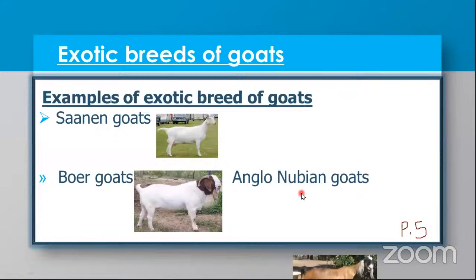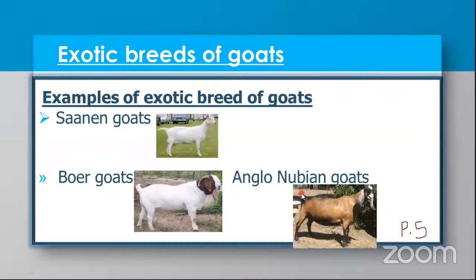Anglo-Nubian goats, when you look at them, they are white, they are red and black. So they have different colors. But what I mean here is, if you find the one which has this red color or black color, that family will be like that, okay? But what you can differentiate them with is their ears: they have long drooping ears. Their ears are dropping down. You can look at these ones. So these are the examples of exotic breeds of goats.